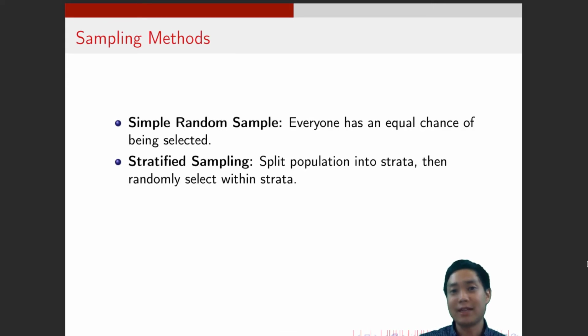There's also a stratified sample. You split the population into different strata, then you randomly select within the strata. This is typically done when there are certain groups of people that you want to make sure that you get enough from, whereas with a simple random sample you might miss some groups entirely just because it's completely random. Everybody has an equal chance of being selected. But if you want to, for example, make sure that you have an equal number of males and females or something like that, then you might go with stratified sampling.